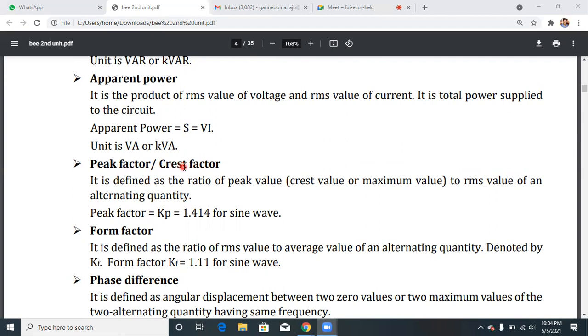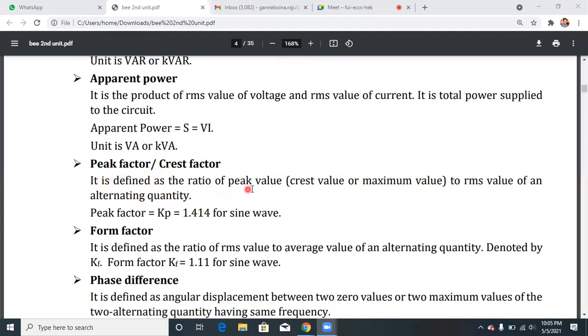Okay, peak factor or crest factor. It is defined as the ratio of peak value, or crest value, or maximum value, or amplitude, which I have already explained, to the RMS value of an alternating quantity. That is nothing but the crest factor or peak factor.